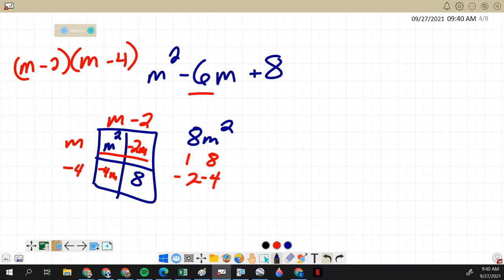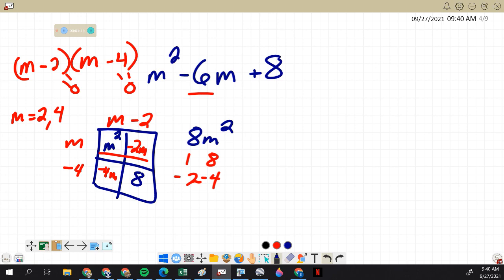If it asks me to find the roots, what do I do? Set it equal to 0 and solve, and I get m equals 2 and 4. But on the factoring trinomials worksheet, all you have to do is factor and you're done. Okay?